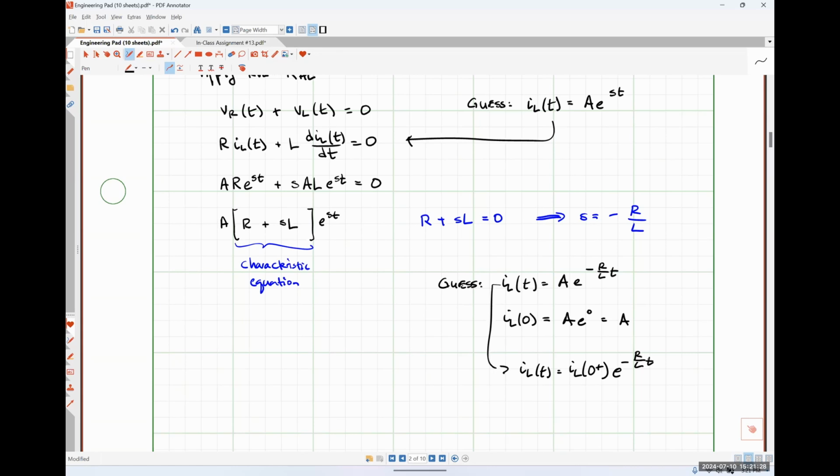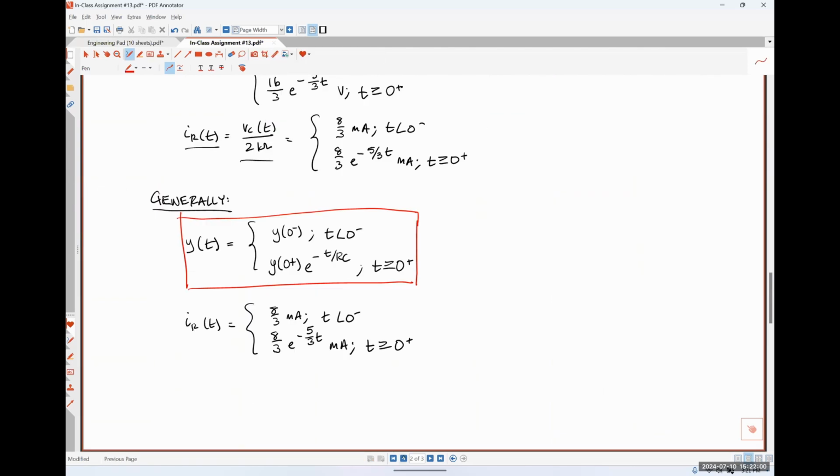How do you think this is going to change our steps in our analysis procedure? Effectively, anywhere we were asked to find a capacitance, we just find the inductance. Everything else is literally the same. Okay, so let's look at in-class assignment problem 1.